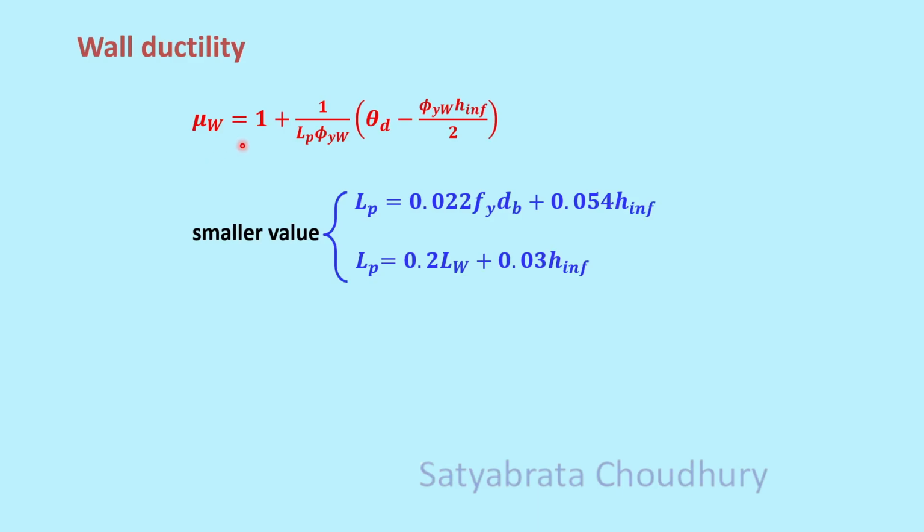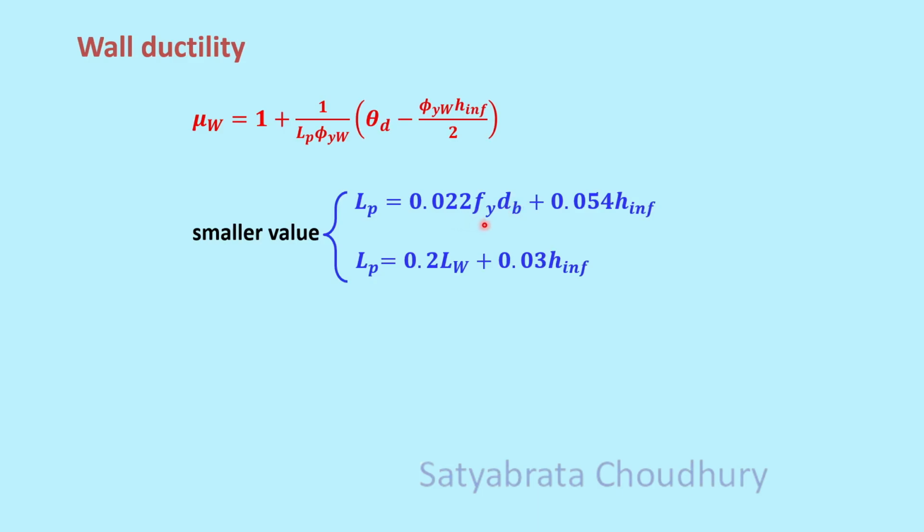So this is the formula, mu w equal to 1 plus 1 by LP, phi y w multiplied by theta d minus phi y w height of inflection by 2. Here theta d is the design drift, LP is the length of the plastic hinge of the wall. It is a distributed plasticity considered, so there will be length. Phi y w is the yield curvature of the wall, which we have seen, I think 0.001 in the previous video. So LP has two expressions given by this.